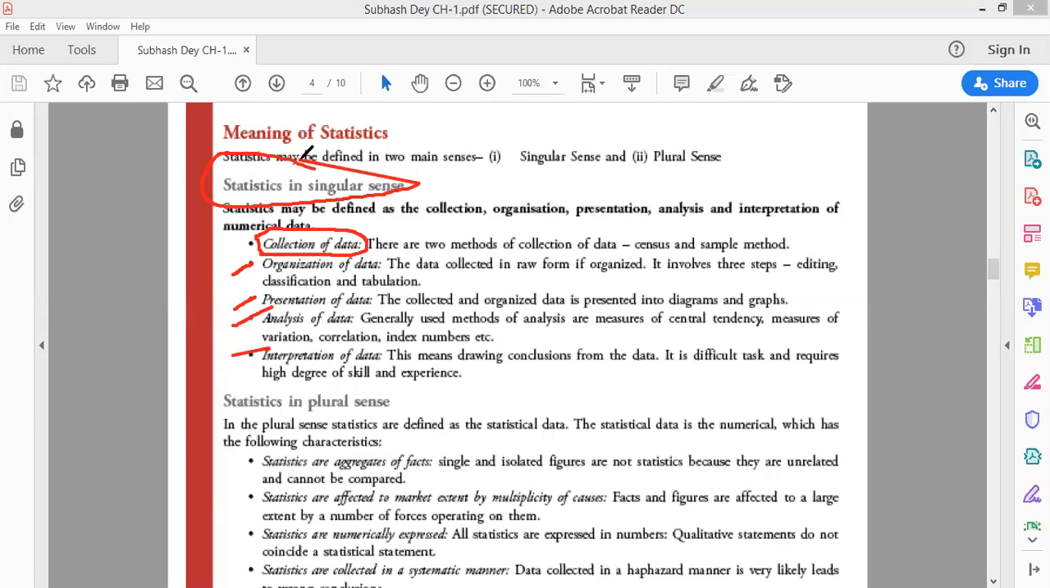Is it clear to all? Please tell me if it is clear to all. Just write in the chat box and show me your thumb on your screen if it is clear, so that I'll just continue with the next topic. Collection of data. Okay, understood. Yes, sir. Yes, sir. Clear. Okay.